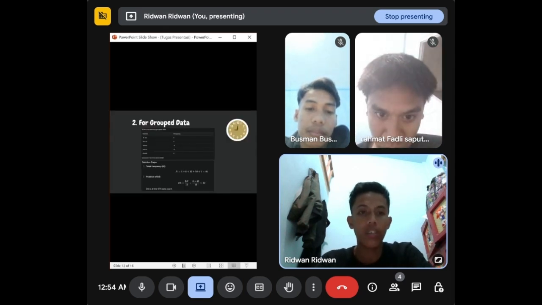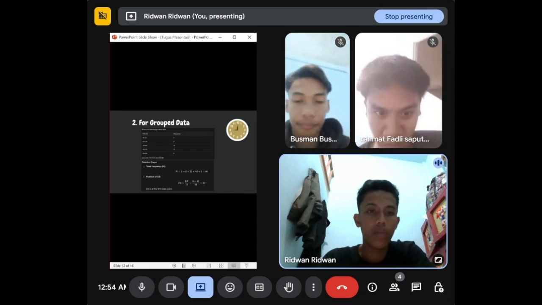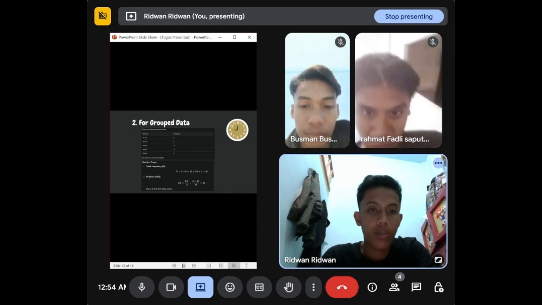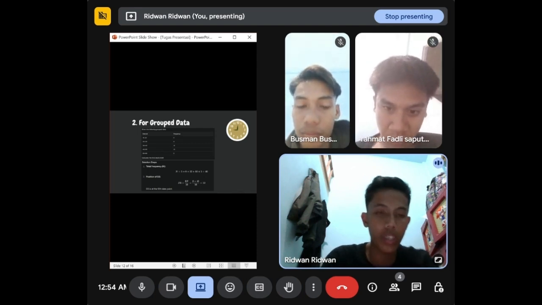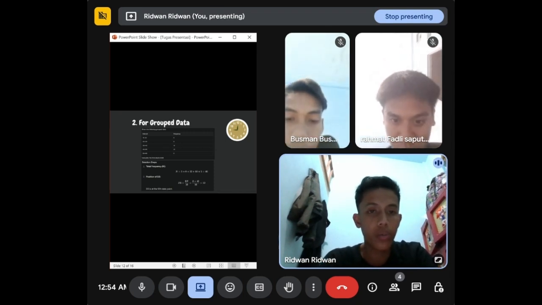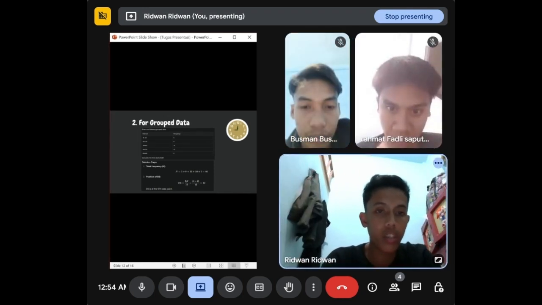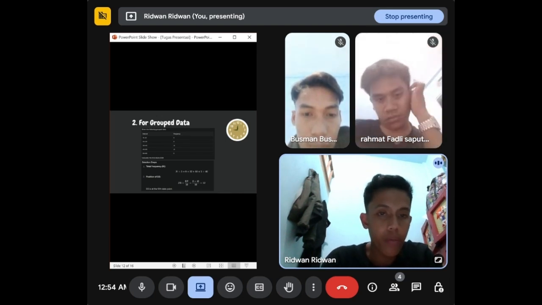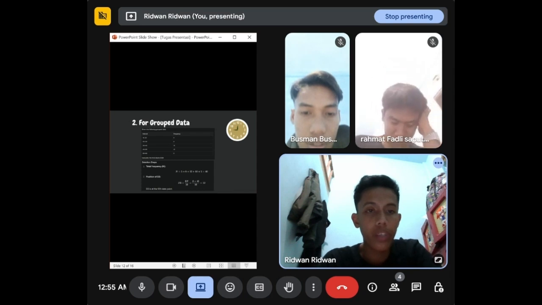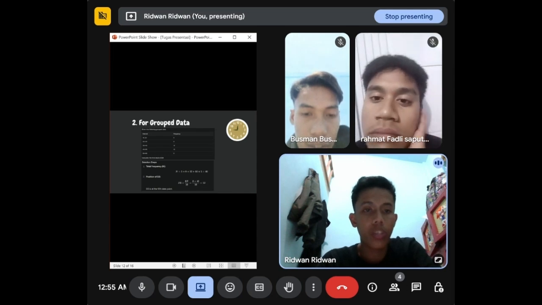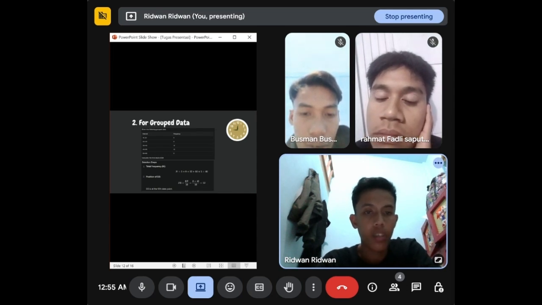The second, for group data, given the following group data: the interval from 10 to 20 with frequency 5, from 20 to 30 with frequency 8, from 30 to 40 with frequency 12, from 40 to 50 with frequency 10, and from 50 to 60 with frequency 5. Calculate the third decile.